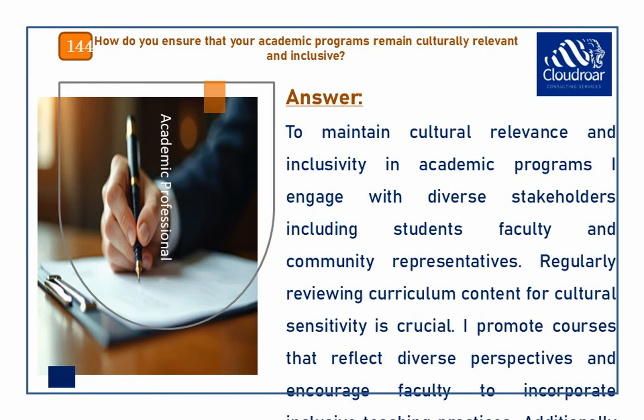Question 144. How do you ensure that your academic programs remain culturally relevant and inclusive? To maintain cultural relevance and inclusivity in academic programs, I engage with diverse stakeholders, including students, faculty, and community representatives. Regularly reviewing curriculum content for cultural sensitivity is crucial. I promote courses that reflect diverse perspectives and encourage faculty to incorporate inclusive teaching practices.